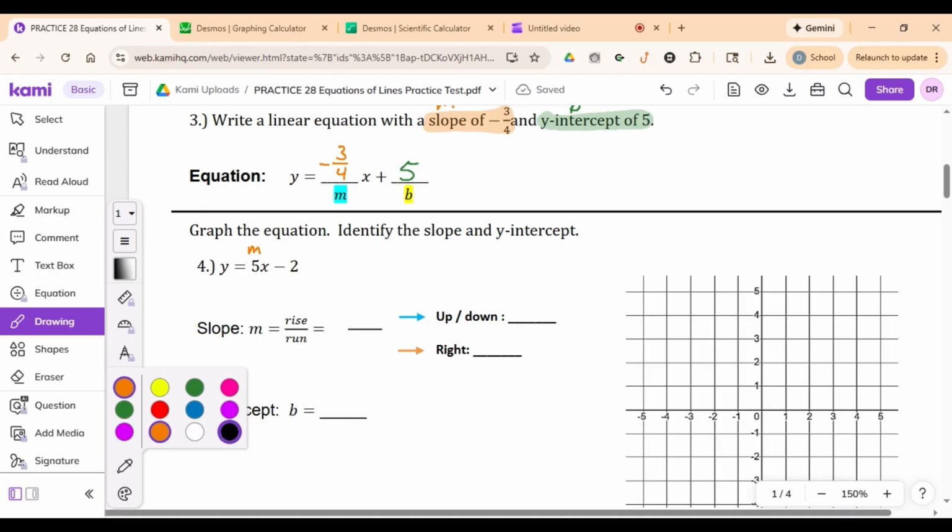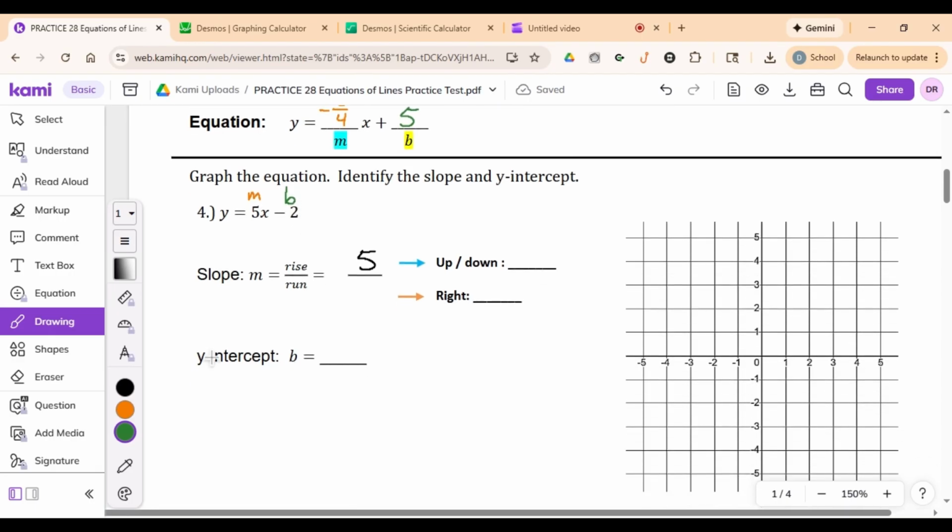So if our slope is 5, we can put the 5 in this spot here. The y-intercept is the number at the end. That's -2. So b is that number at the end. The y-intercept can be a positive, can be a negative. We want to pay attention to that.